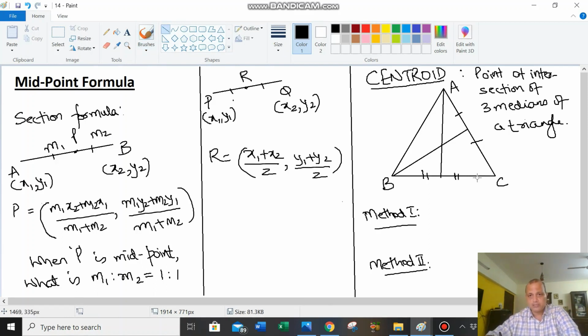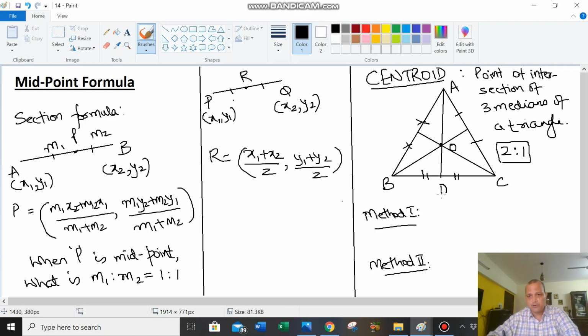Perfect. And now let's look at the third median for this triangle that I've drawn here. And here again, these will be two equal parts. So all three medians are concurrent, which means they meet at one point. Let's name this O. Now, the midpoint formula and the section formula will help us calculate the coordinates of O. How? Let's look at this. One key fact about a centroid is that it divides each median in the ratio 2:1.